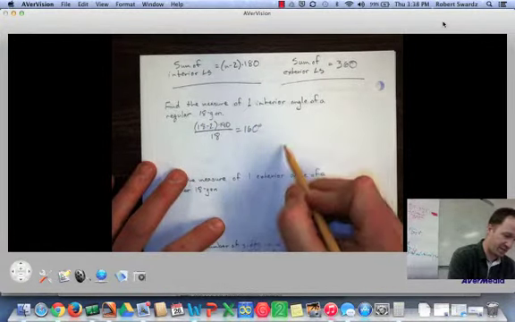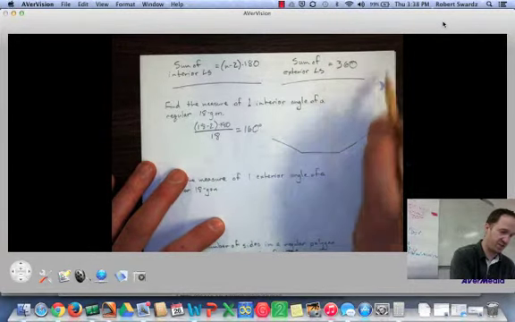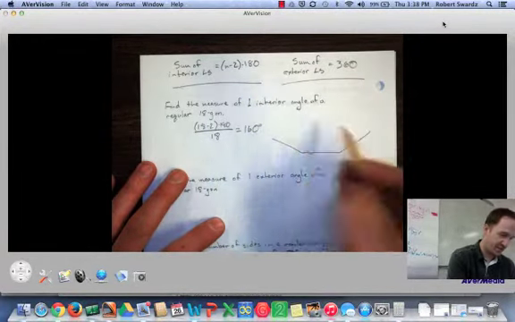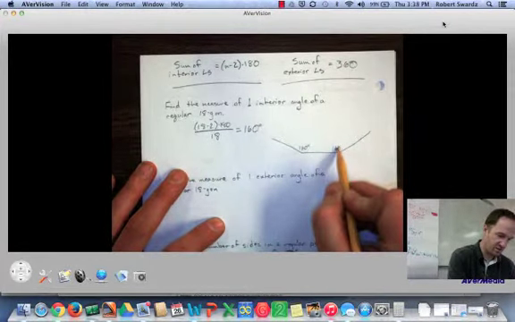Now, I'm not going to draw an 18 gon here, but really what we're talking about is if I were to draw it, it would kind of go around like this. And it just means that each of these angles is 160 degrees.